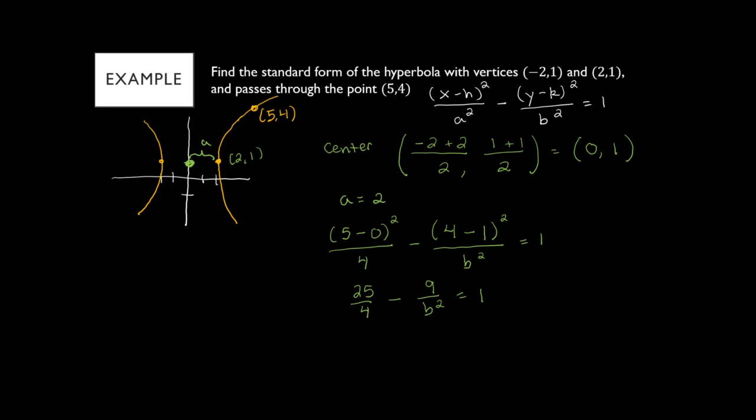So when I have equations that involve fractions, I multiply both sides by the denominator, or the common denominator, in order to eliminate the fractions. So that would be 4b squared. So I'm going to multiply both sides by 4b squared so that I can eliminate those fractions.